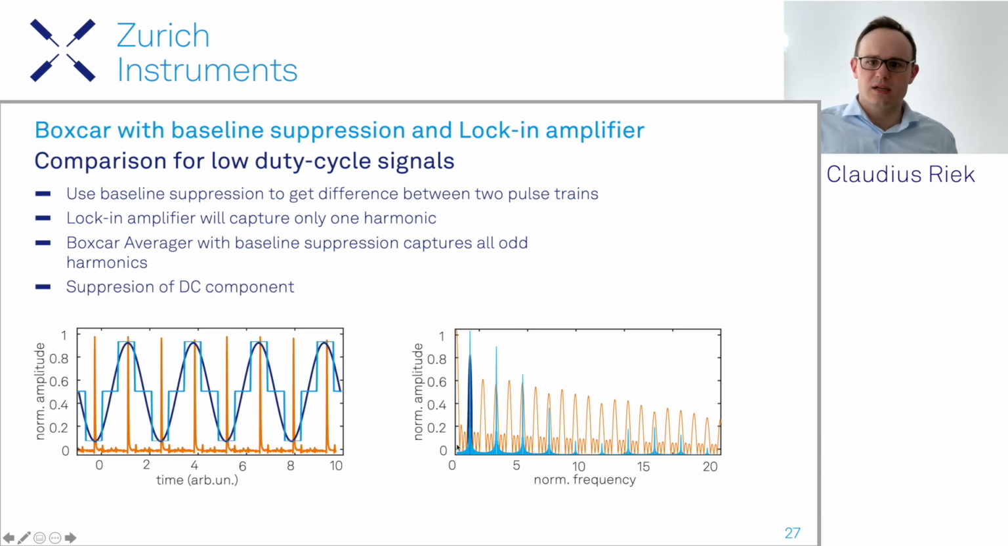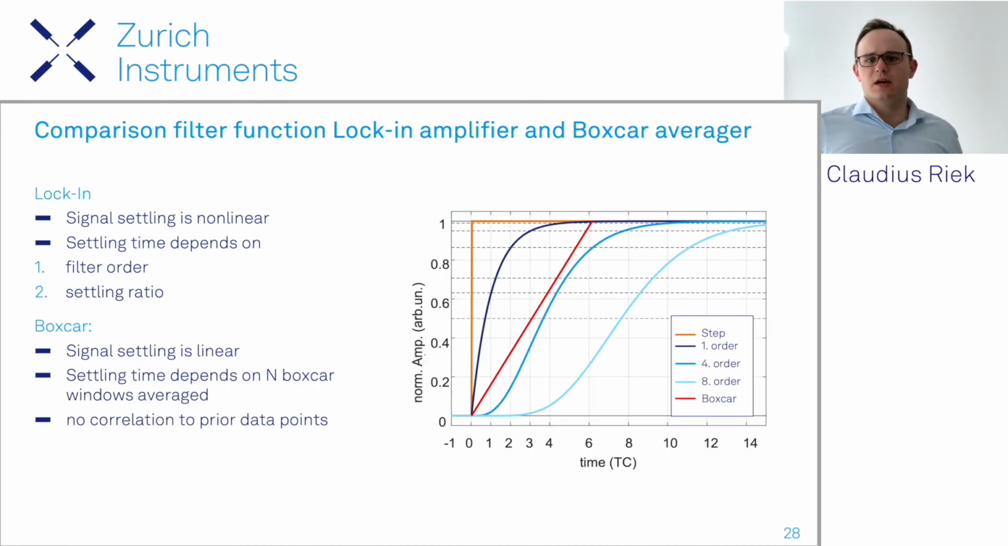And you see there, when we subtract every other pulse, we get rid of this DC component and pick up the signal only at the odd harmonics. This, in combination with the filter function of the boxcar averager, can lead to really great results. Why is this? In a lock-in amplifier, the signal settling is nonlinear.